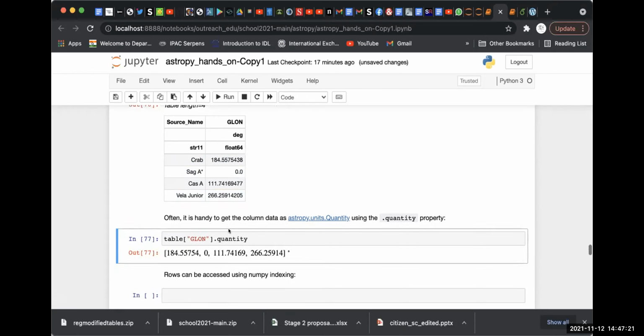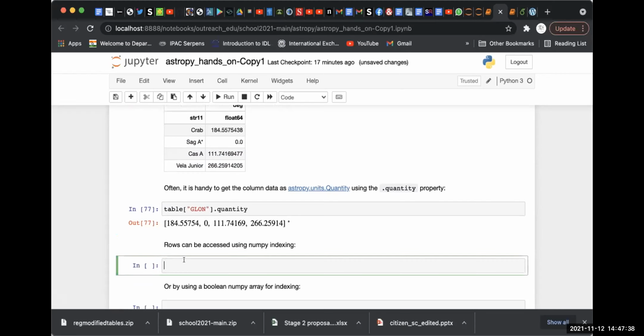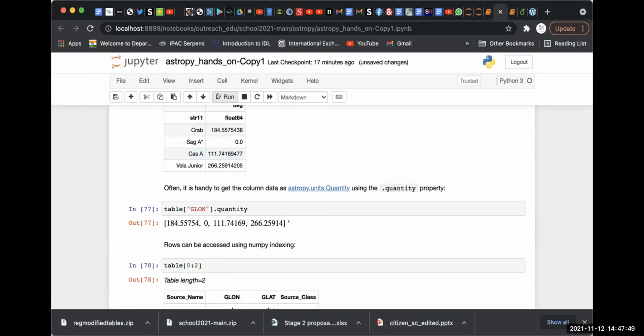Here, if you remember in longitudes, the first value is 184. Sagittarius A, since it's the center of the galaxy, has both its l and b values as 0. That's here. Cassiopeia is here, and Vela Junior is here, right? So this is giving me the longitudes of all my objects. Exactly like we did in NumPy, we can even slice it. For example, I can take table and say take it from 0 to 2, so it's going to give me the first thing and the second thing.